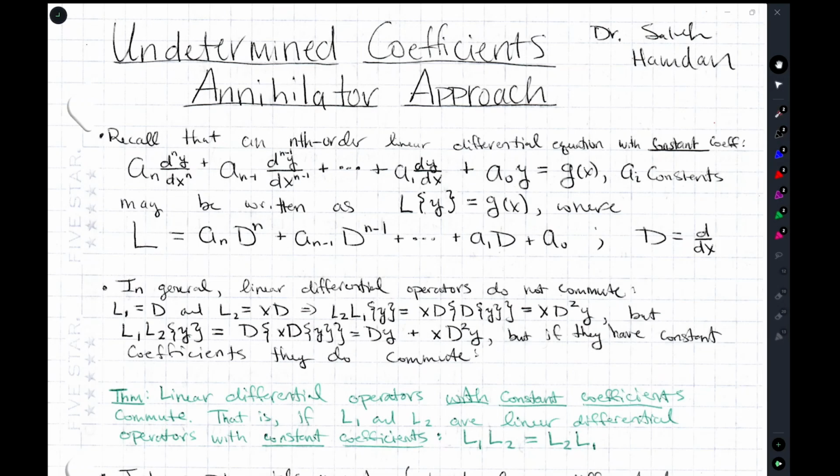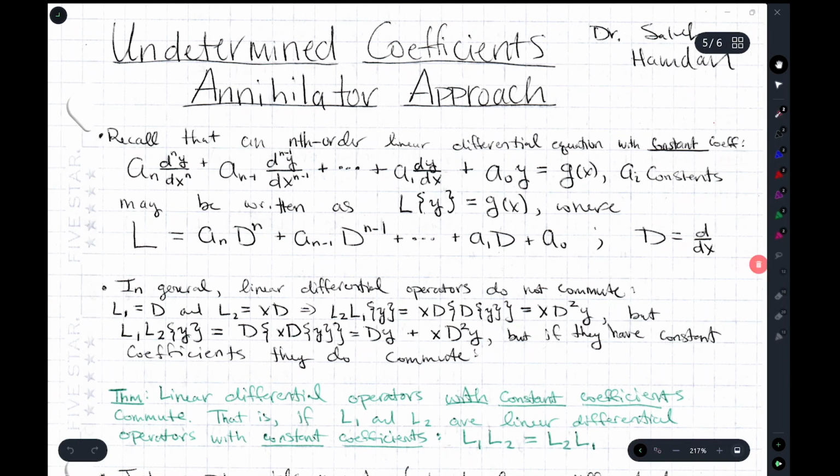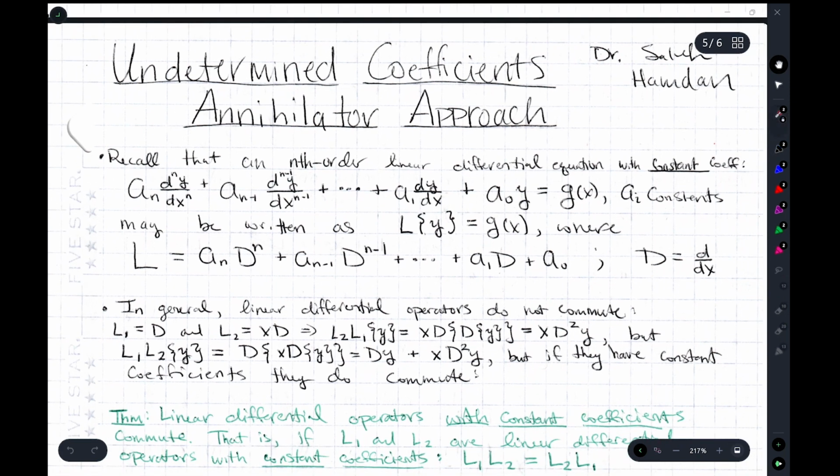We've learned about the method of undetermined coefficients using the superposition approach. Here we'll consider another approach called the annihilator approach. So recall that an nth order linear differential equation with constant coefficients, of course we're still in the domain of constant coefficients, this still is the undetermined coefficients method.